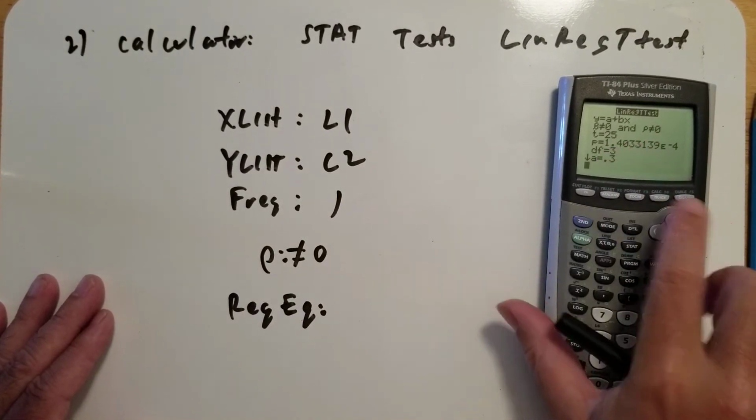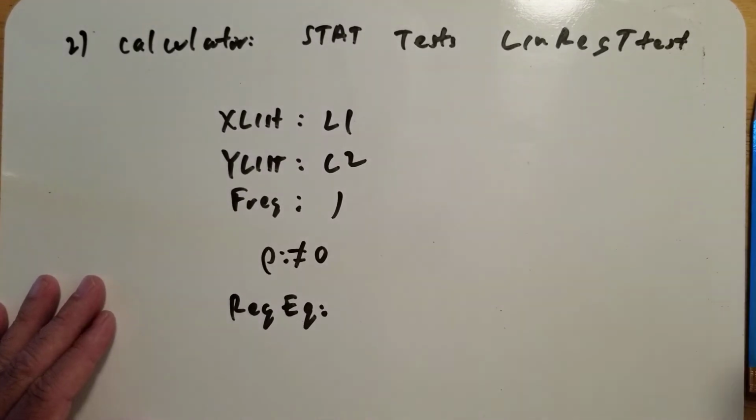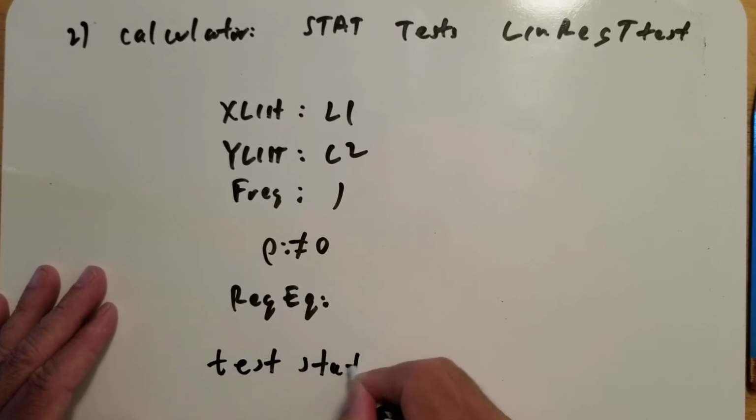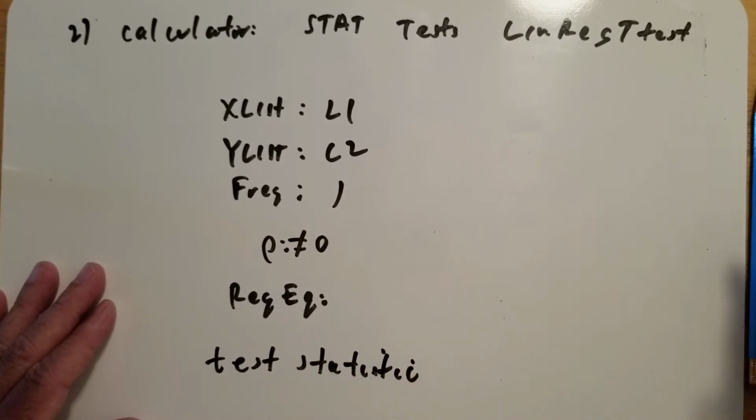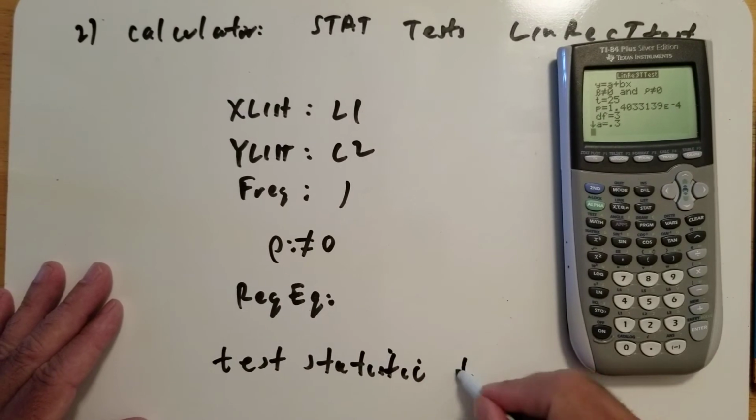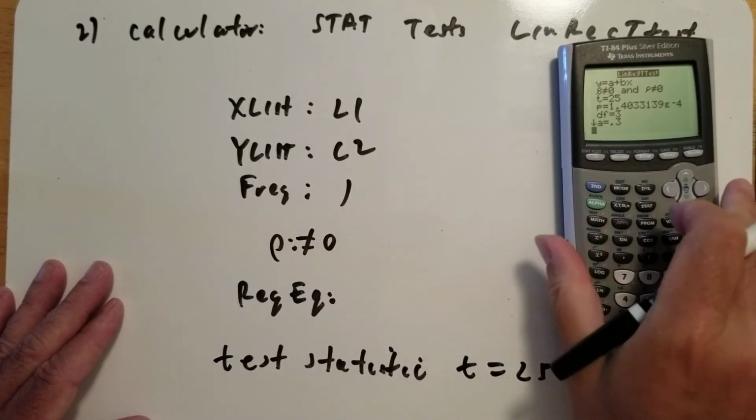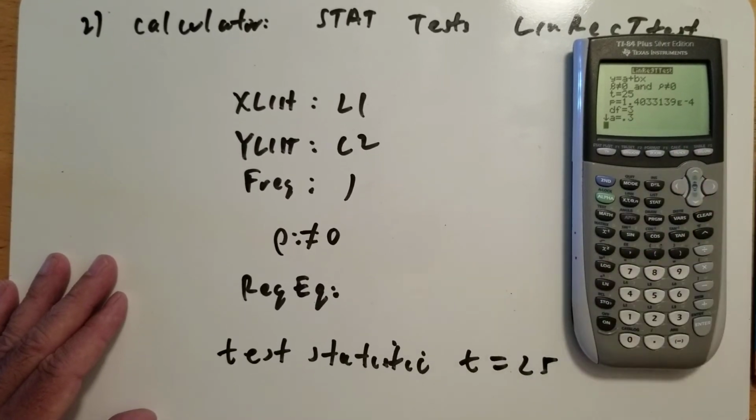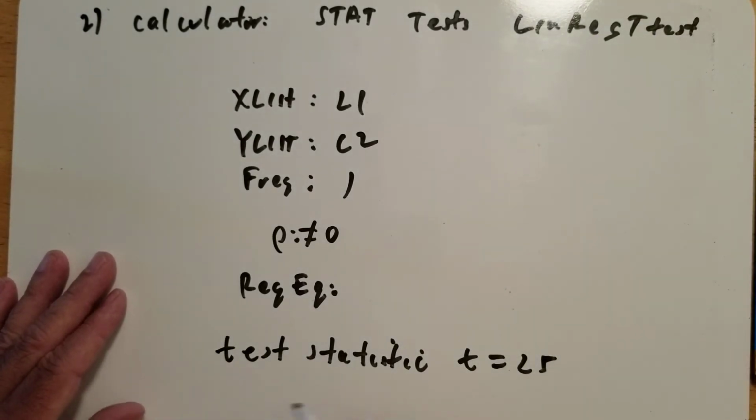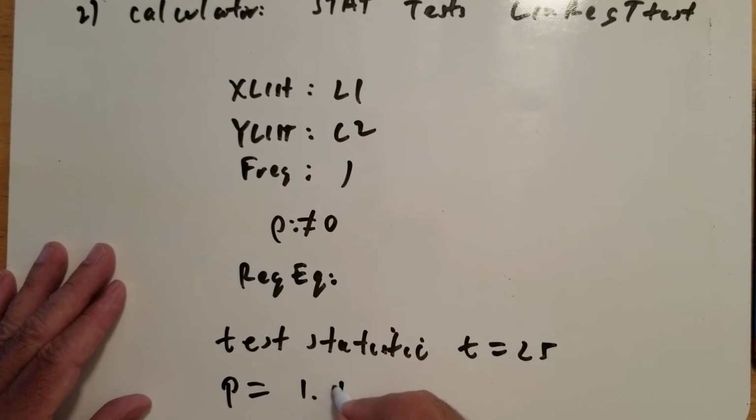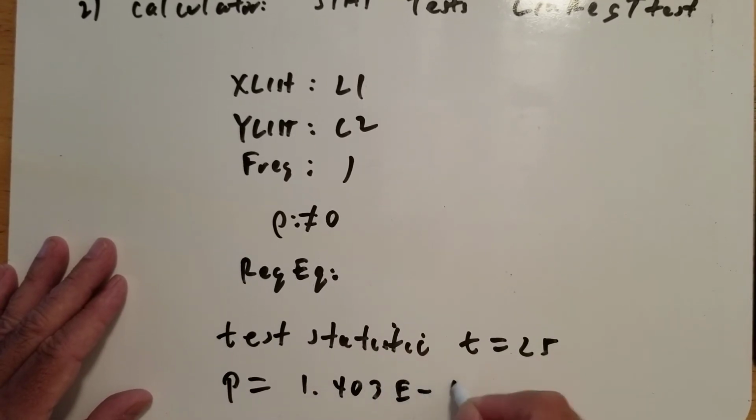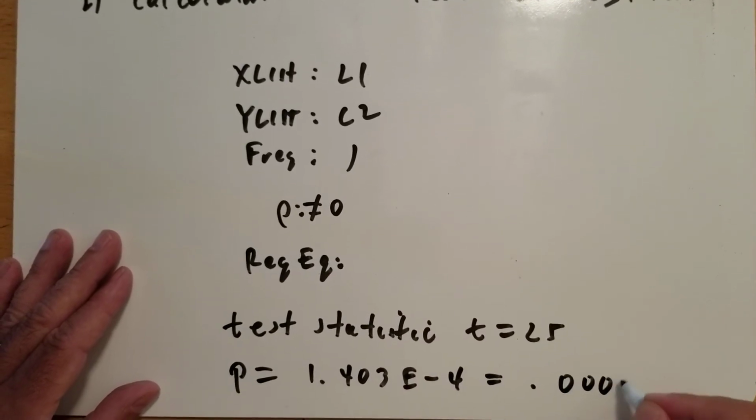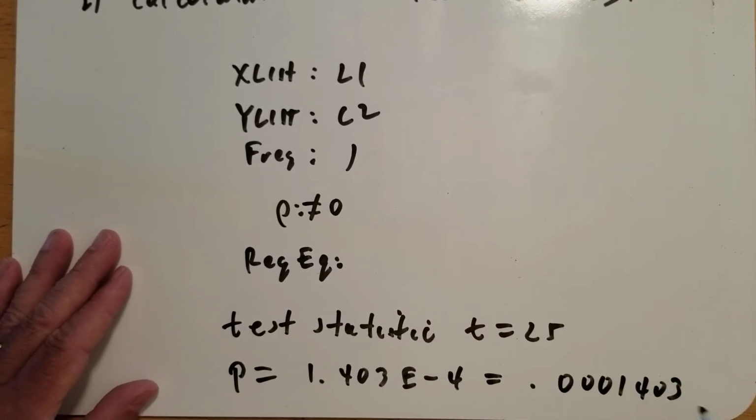There's the t value, that's the test statistic, t. The test statistic, which I think they ask you for in the homework, is this t, which is 25, and then the all-important p value. The p is 1.403 e minus 4, which means e minus 4 puts three zeros in front: 0.0001403.